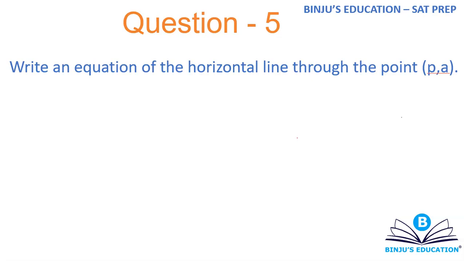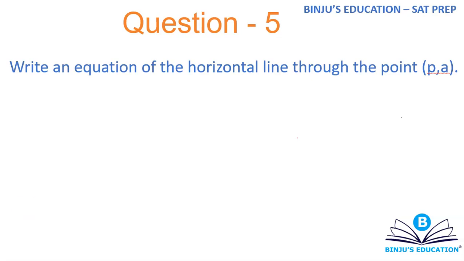Let's move on to question number 5. So pause this video and try this question yourself first, please. Write an equation of a horizontal line that passes through the point (P, A). You need to find an equation of this horizontal line. Okay, let's see what we can do with this one.